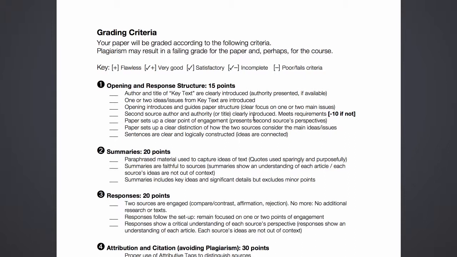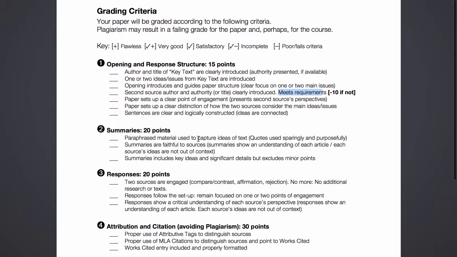making sure things are done here, and then the second source, author, and authority or title clearly introduced. So we know that you're working with these two texts, not a third text, and of course that text meets the core requirements. You're going to do some summary, paraphrase material used to capture ideas, quotes used sparingly and purposefully. There should not be large blocks or multiple sentences of quotes.